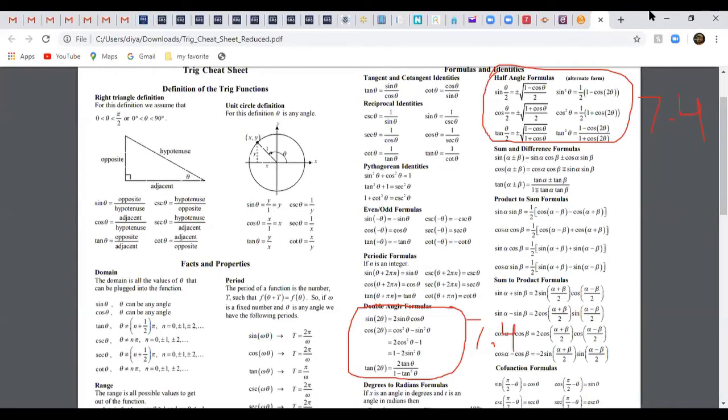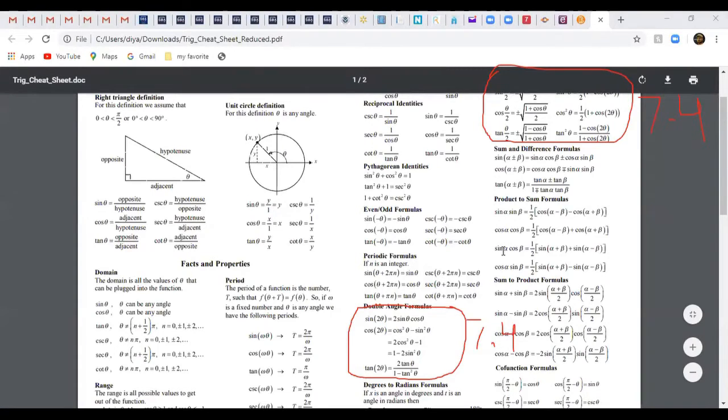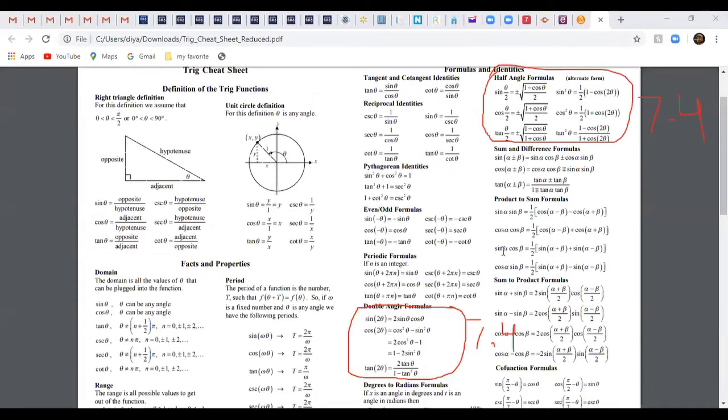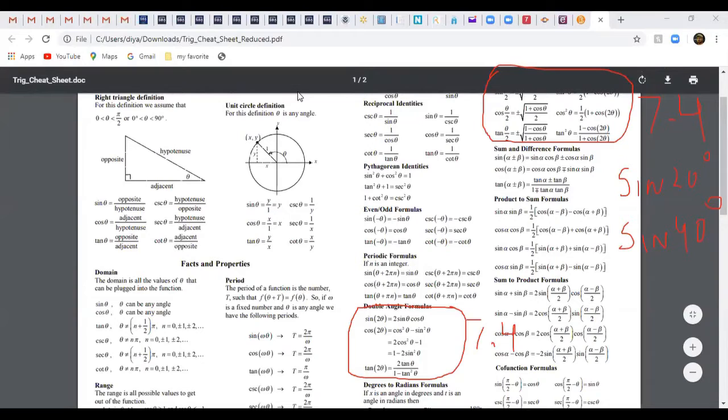Double angle formula means if they have given you any value, let's say sine 20 degrees. Now we know the value for 20 degrees, and we need to calculate sine 40 degrees. What we do is use this double angle formula and calculate the value of sine 40.